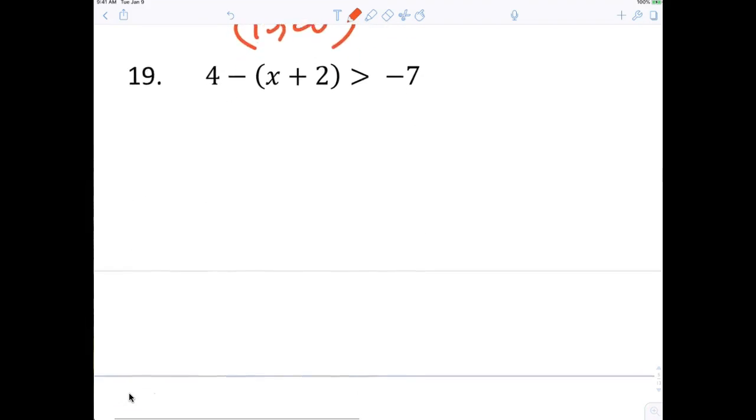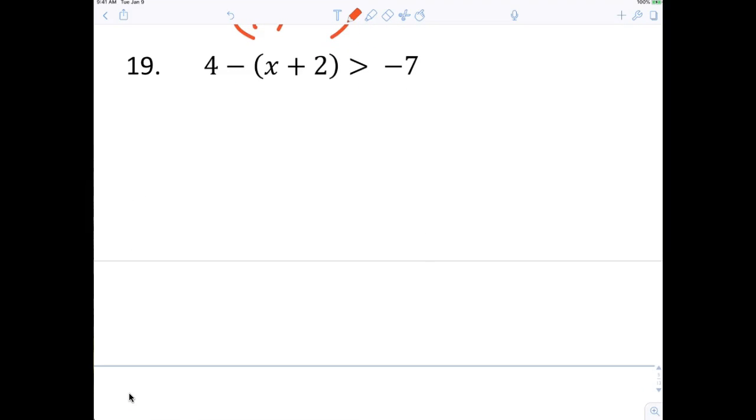All right, distributing a negative. Give you a second. I'm walking around the room to see how you're doing. Show me you can distribute a negative properly. 4 minus.